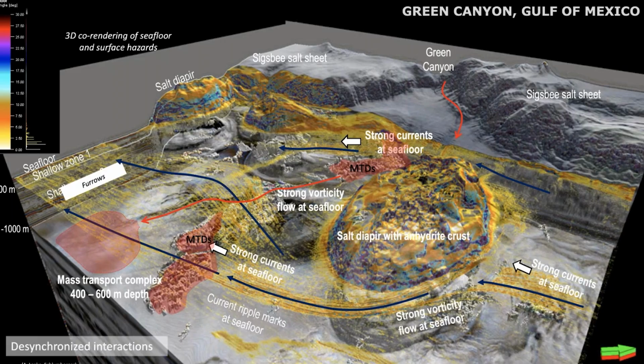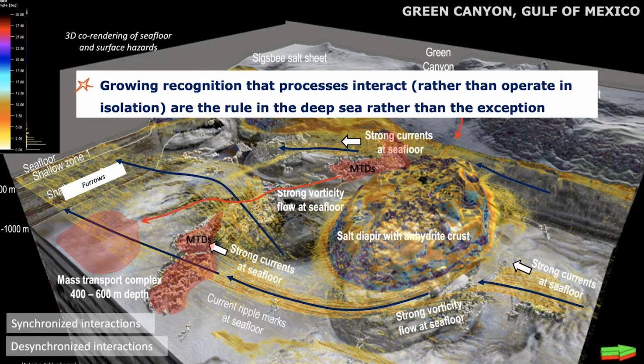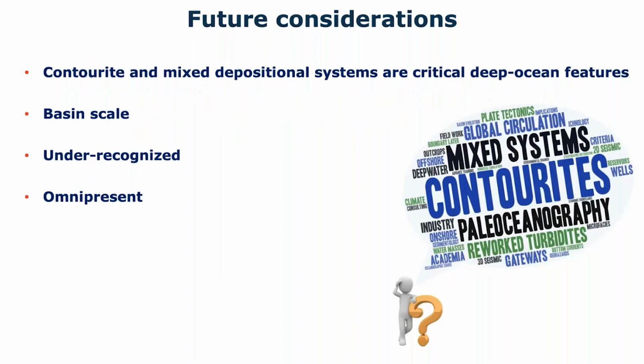Sometimes the interaction of these processes is desynchronized, like here in the Gulf of Mexico in this example, but other times they are synchronized. And I think today there is a growing recognition that processes interact in the whole deep sea. So that means that the common situation is the interaction of processes most of the time. That is why the sedimentary facies are so complex.